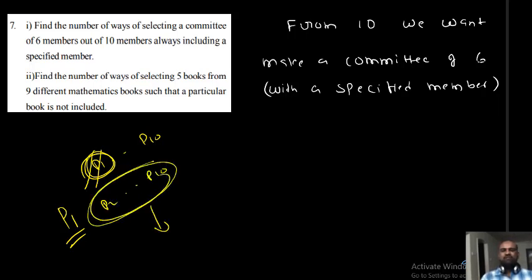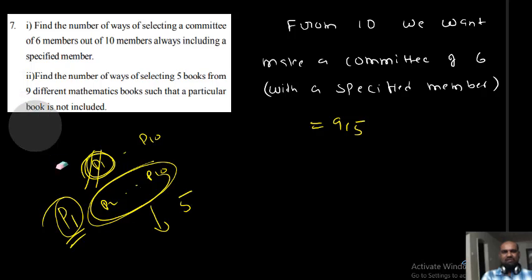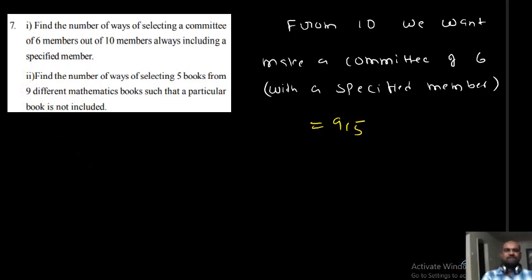Now we want a committee of 6 actually. Already one person is included. We need 5 members. From 9 we need to select 5. So that is the answer for the problem: 9C5 ways you can select. Okay, this is the answer for problem number 1.